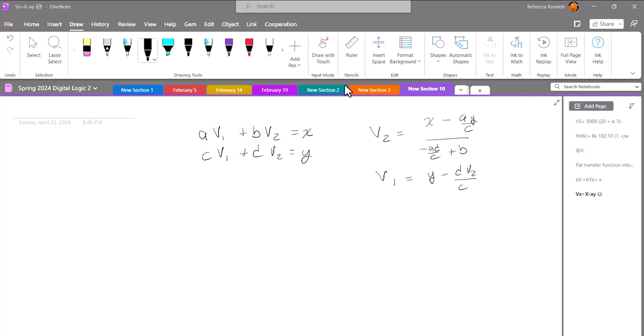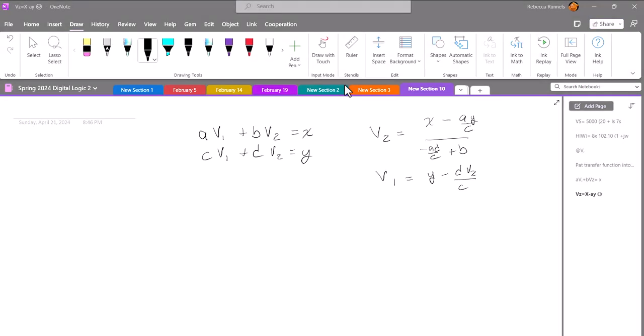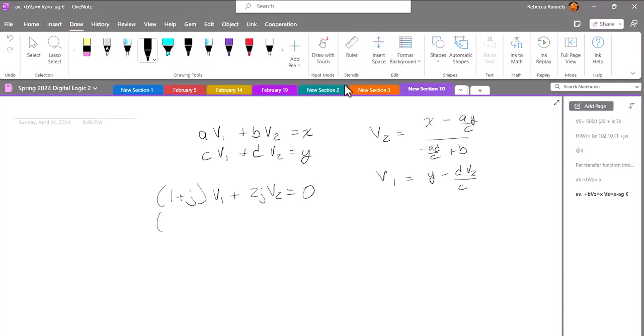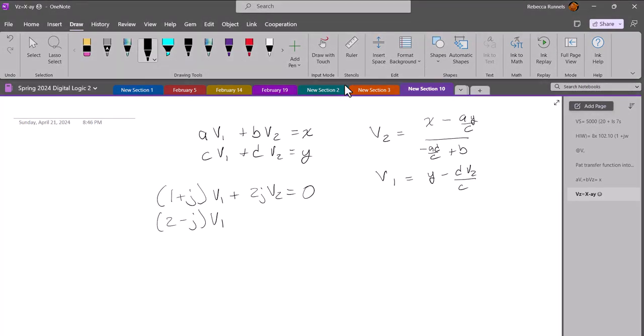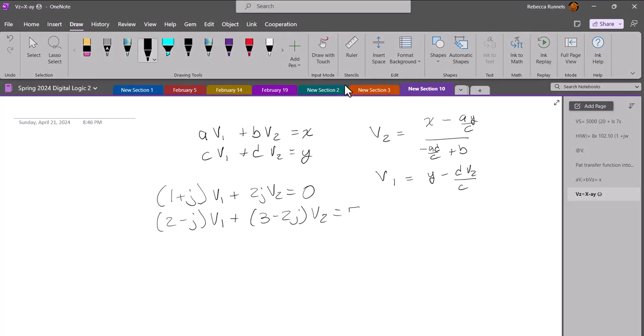So if you have A, B, C, and D are complex numbers, and X and Y are complex numbers, V1 and V2 are my variables. So these are the equations that I would get from setting up my equation. So maybe (1 plus J) V1 plus 2J V2 equals 0, and (2 minus J) V1 plus (3 minus 2J) V2 equals 5. So let's say that's what we had to solve.